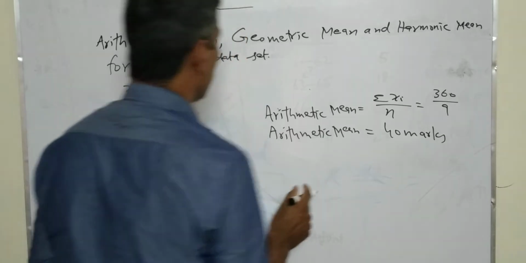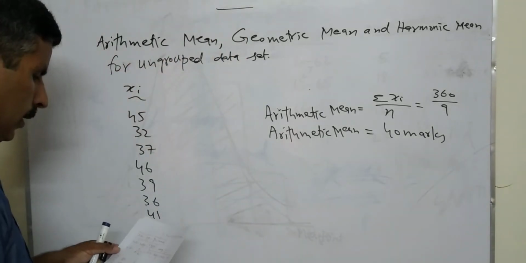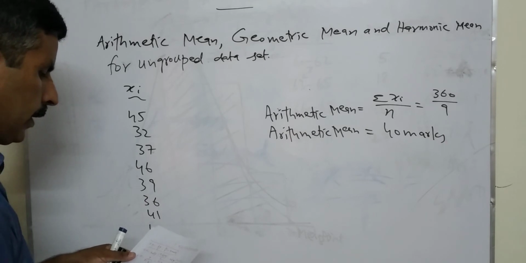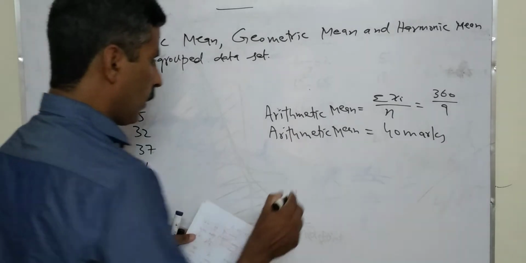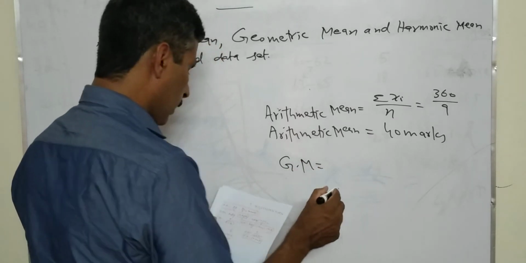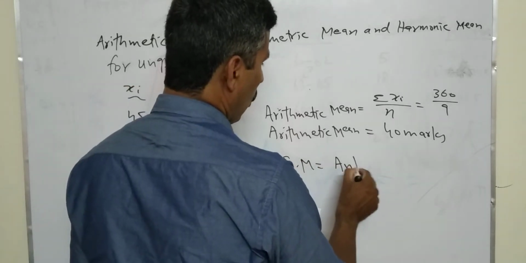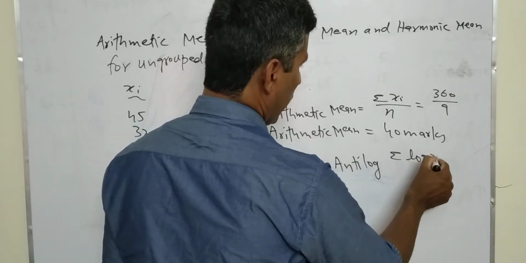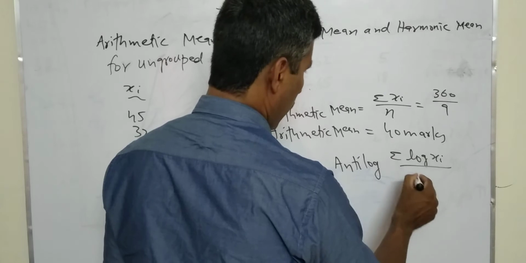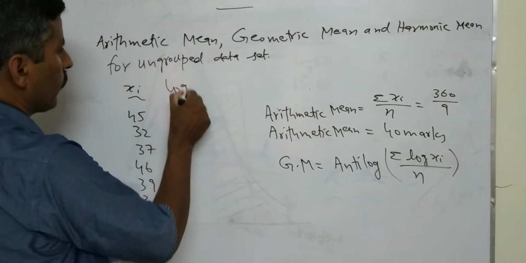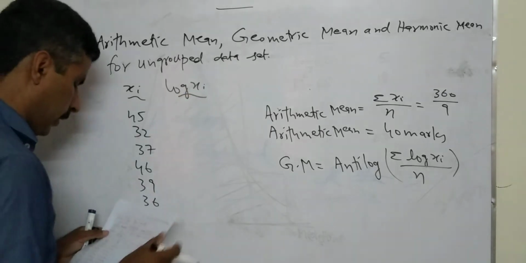The second calculation is a geometric mean. Geometric mean is also a type of average and is a part of measures of central tendency. The formula for geometric mean for an ungrouped data set is equals to anti-log of summation log xi divided by n. So log xi means we have to calculate log of each observation.